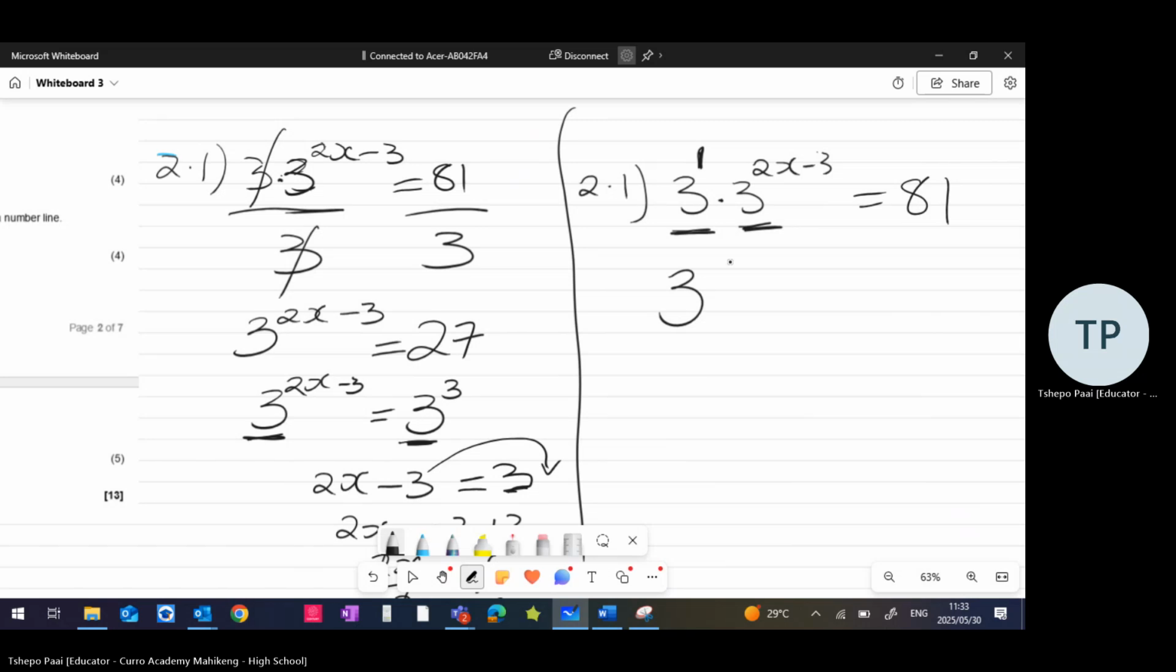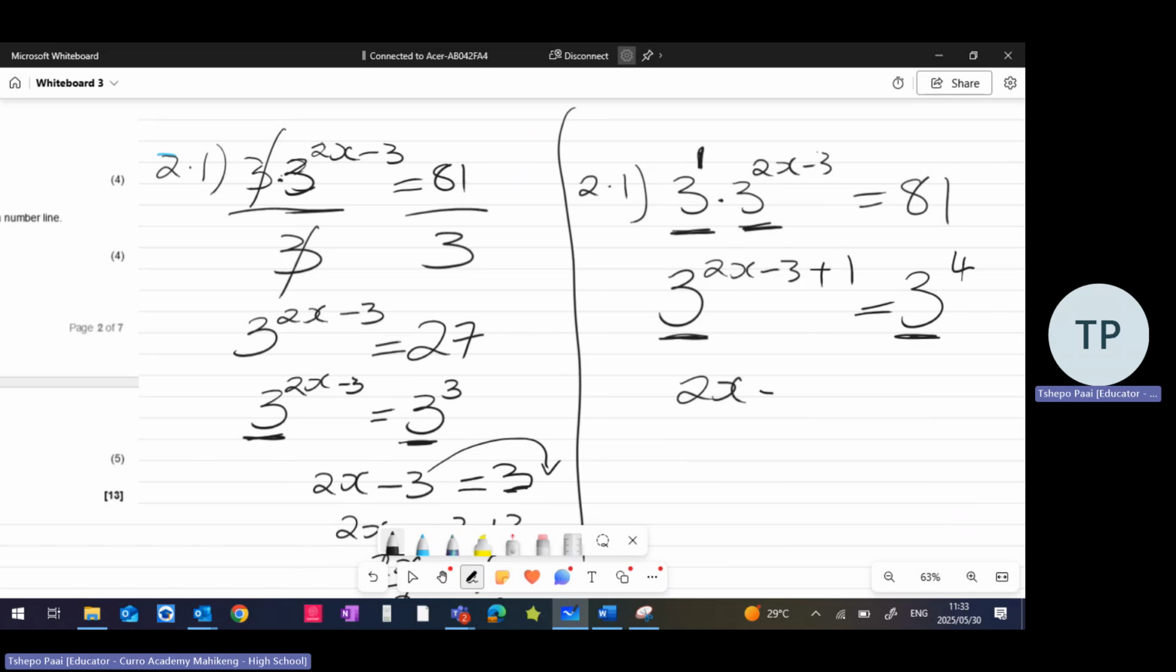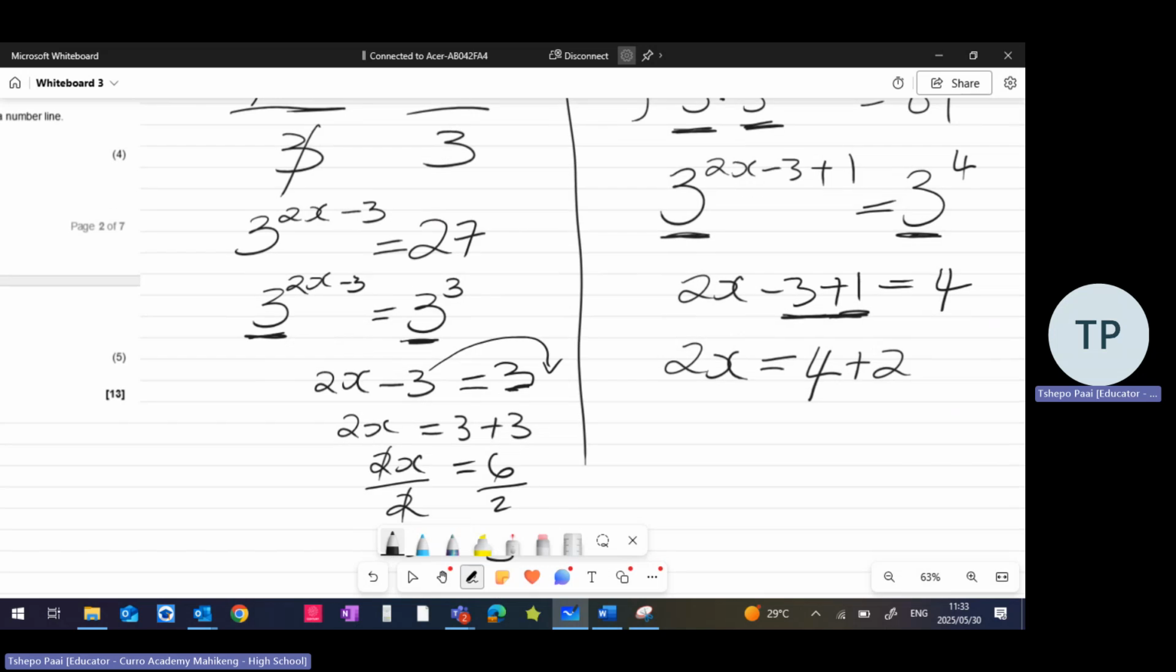So this is 3 to the exponent 2x minus 3 plus that 1 equals, this 81 can be written as 3 to the exponent 4. The bases are the same. What do we do when the bases are the same? You drop the bases. Then you have 2x minus 3 plus 1 equals 4. Collect the like terms. 2x equals minus 3 plus 1 is the same as minus 2. Now, if I transpose this minus 2 to that side, it will be plus 2. Therefore, 2x equals 6. Dividing by 2 both sides, our x will then be equal to 3.